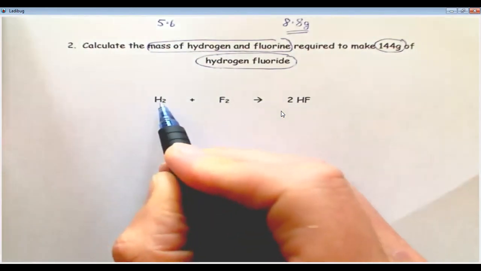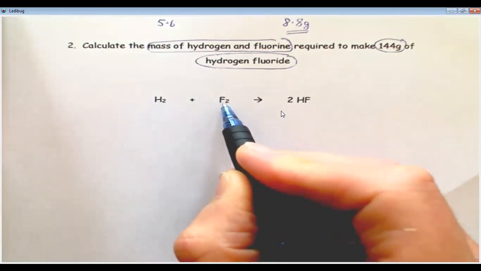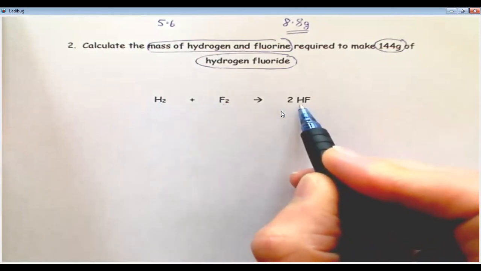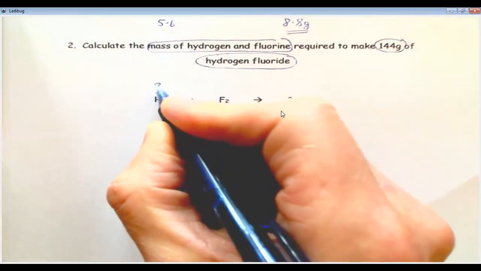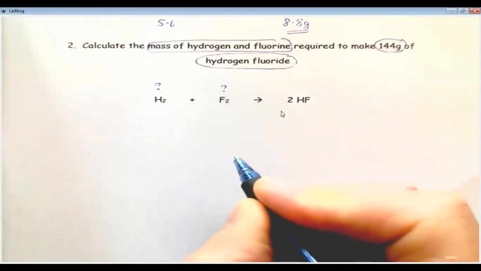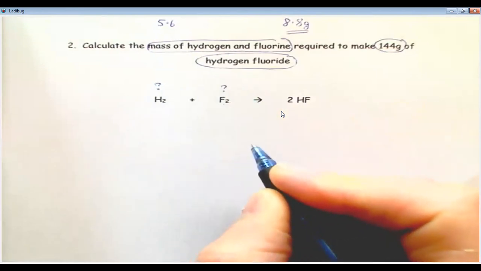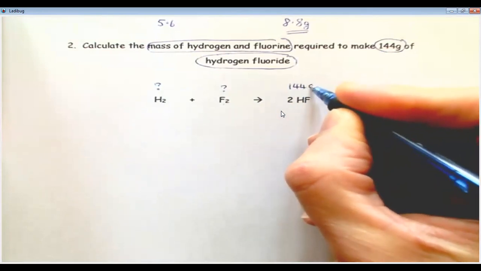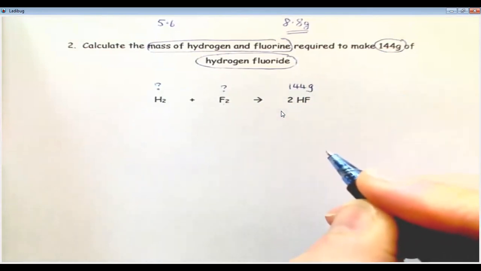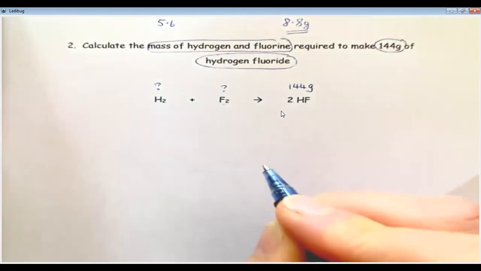So look, this is hydrogen, this is fluorine, this is hydrogen fluoride. So let's just annotate the equation. Calculate the mass of hydrogen and fluorine. I'm putting question marks over those two to make 144 grams of hydrogen fluoride.